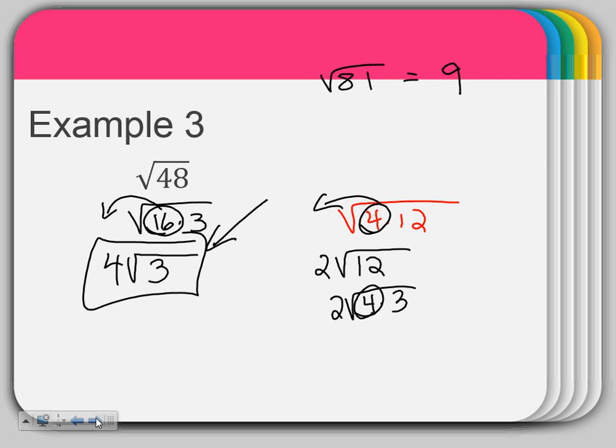So when the 4 comes out, what does it come out as? A 2. What do you do with the 2 on the outside? You multiply it with what's left on the inside. And see, now they match. So this guy, he just had to go twice. Okay? What's the best option? Go get the biggest. Go get the biggest. That's your best option. You only have to do it one time, okay?